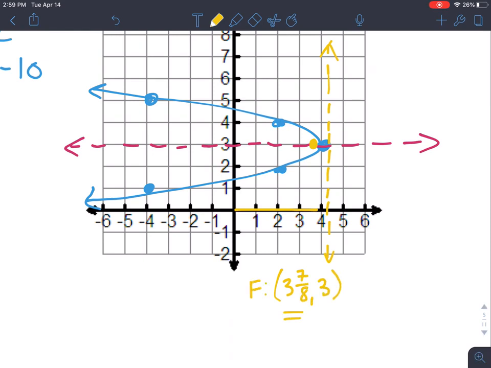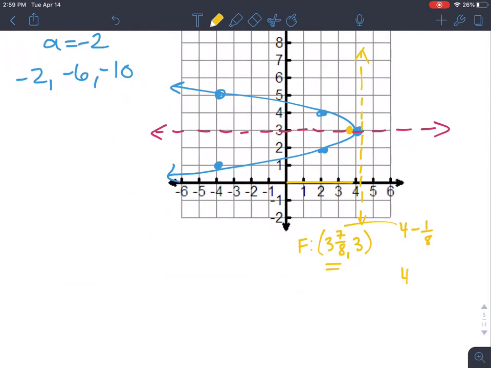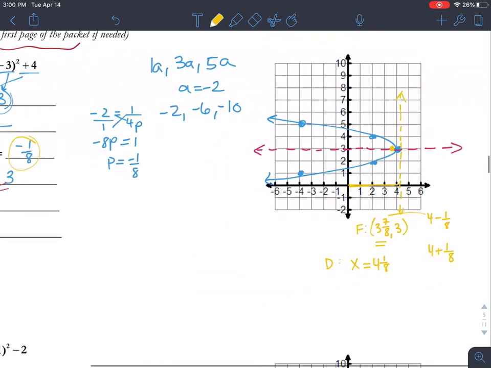So this is for our focus. We get this value by just doing 4 minus an eighth. So go to 4, take away an eighth, and same thing, 4 plus an eighth to get to the directrix. Directrix is now a vertical line, x equals 4. I went all the way up to 4 and then plus an eighth, so 4 and an eighth. So focus was 3 and 7/8, comma 3, and then we've got a directrix of x equals 4 and an eighth.